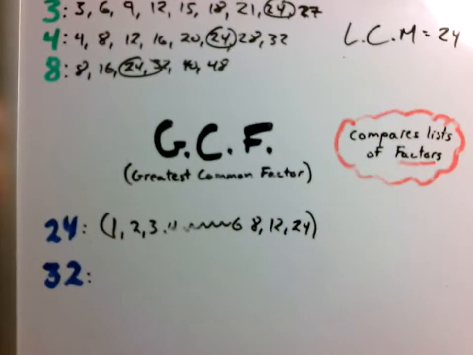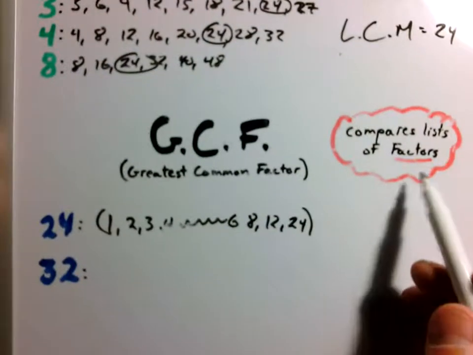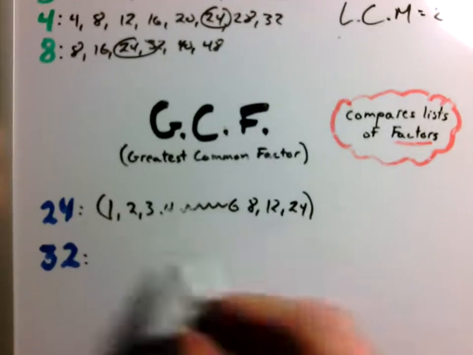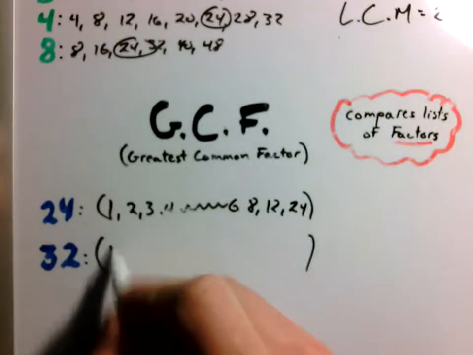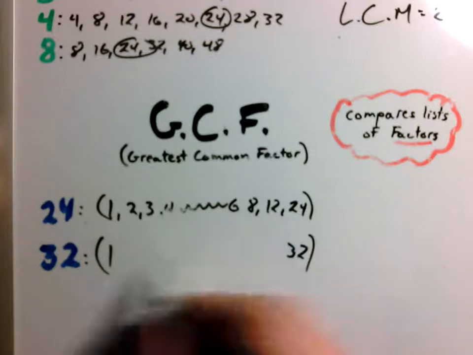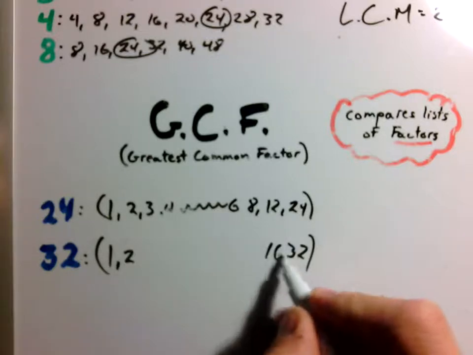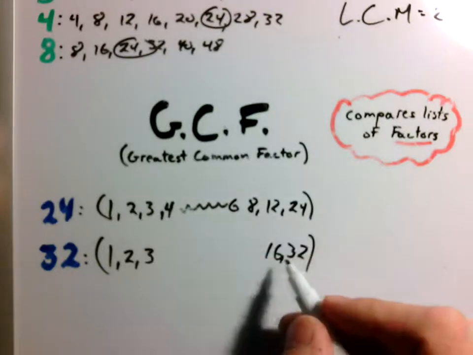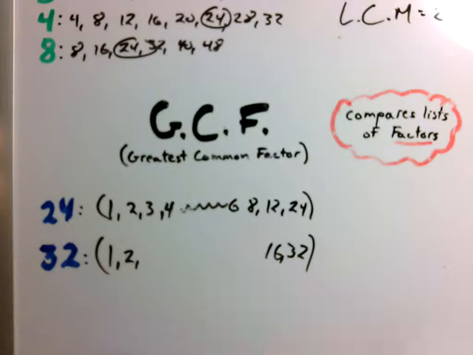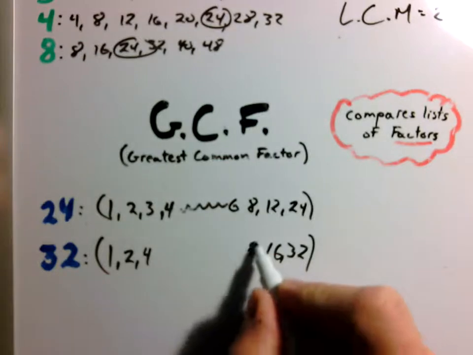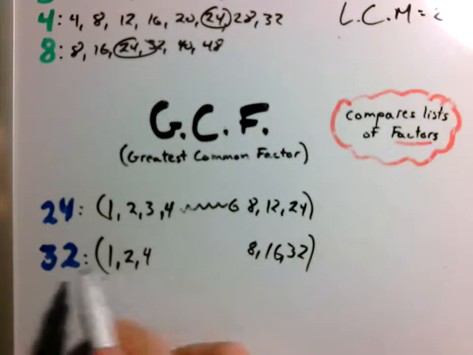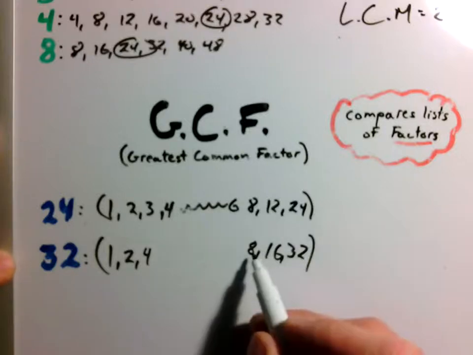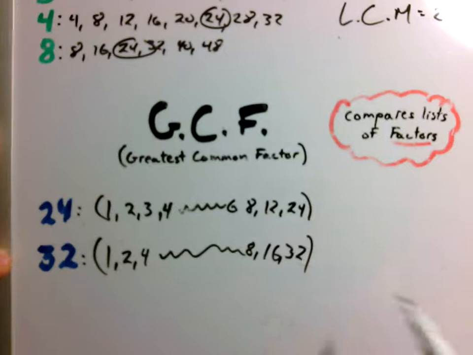Looking at greatest common factor, again, we're just comparing lists. This time it's lists of factors. Here's my list of factors of 24. Let's factor 32. So 1 times 32 is 32. 2 times 16. 3 doesn't work. 4 times 8. 5 doesn't work. 6 doesn't multiply to make 32. 7 neither, and then that brings me to 8, which I already have, so we're done.